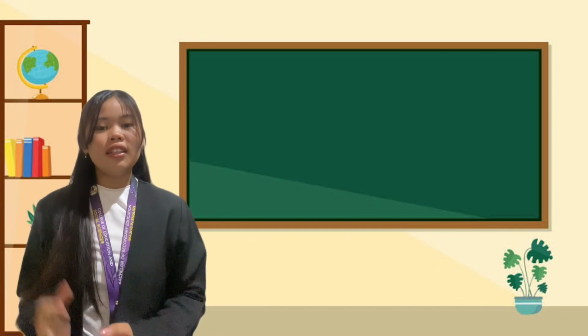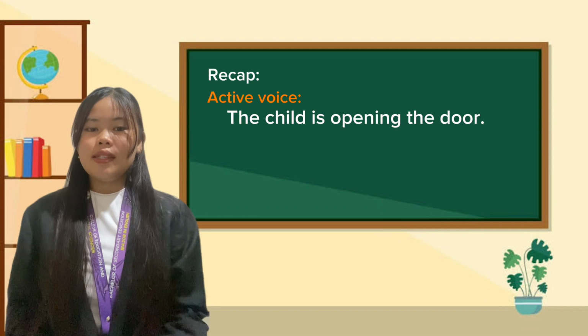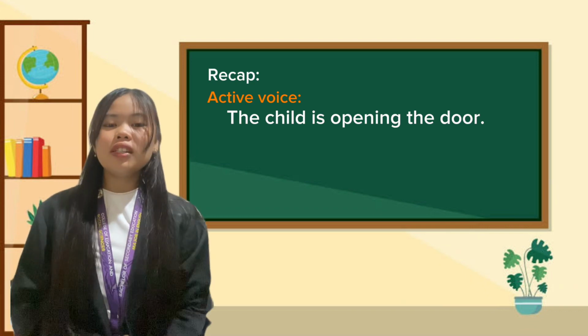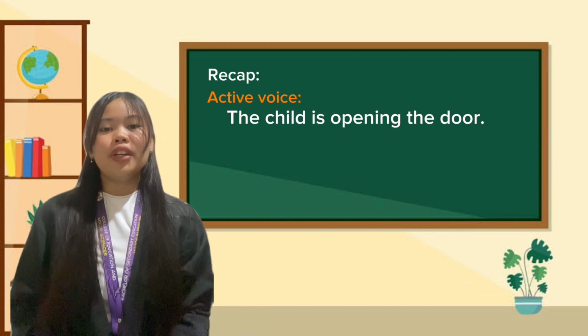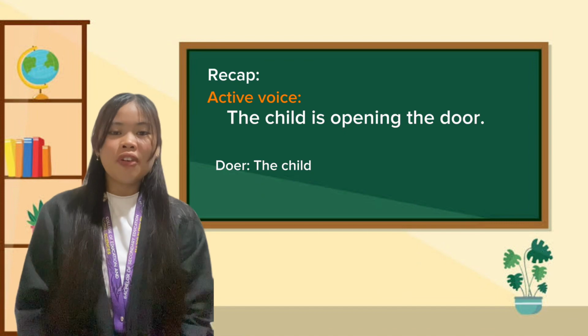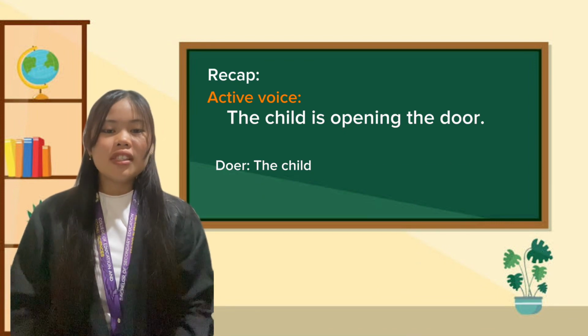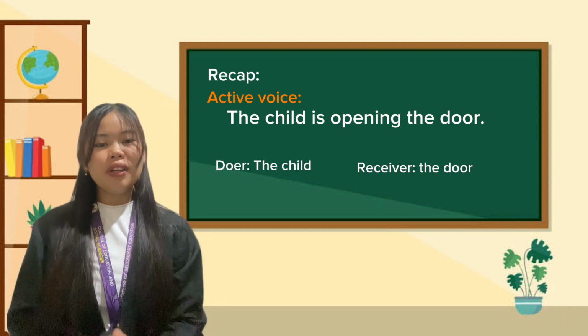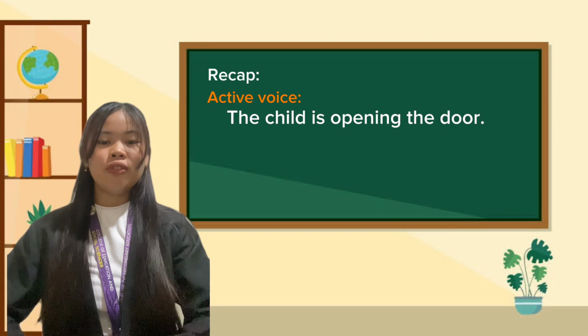Very good, exactly. So I have here an example. The child is opening the door. Who is the doer here, class? Yes? Very good. The doer here is the child. And who is the receiver? Yes, correct. The receiver here is the door. So how are we going to change this sentence into passive voice?